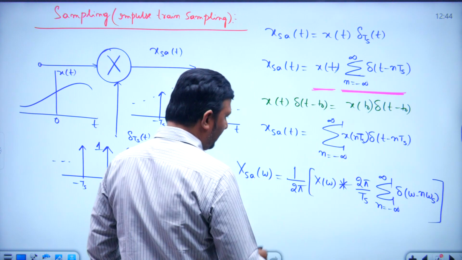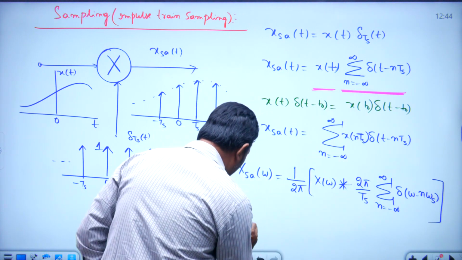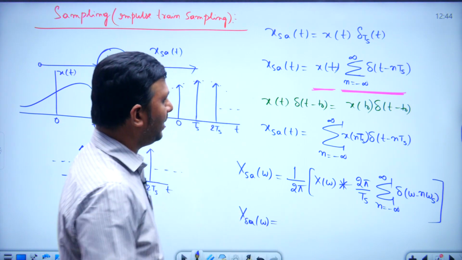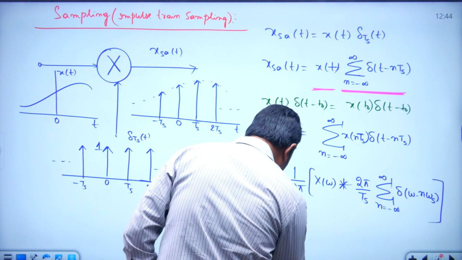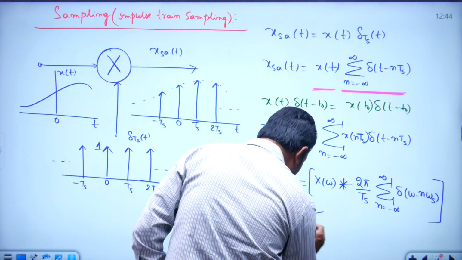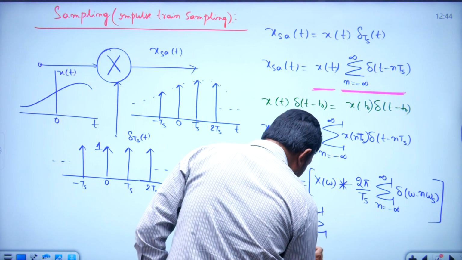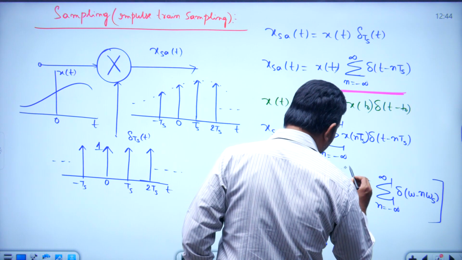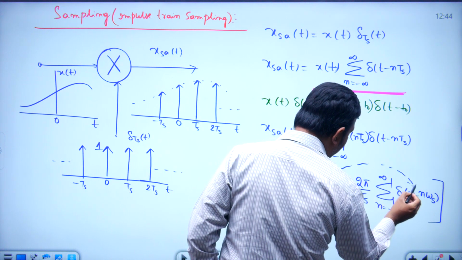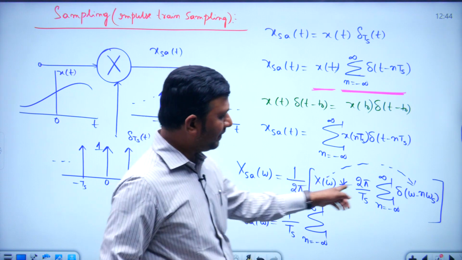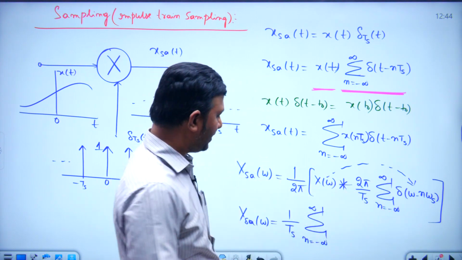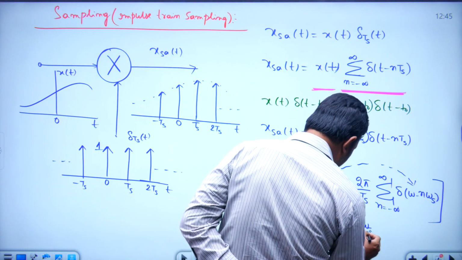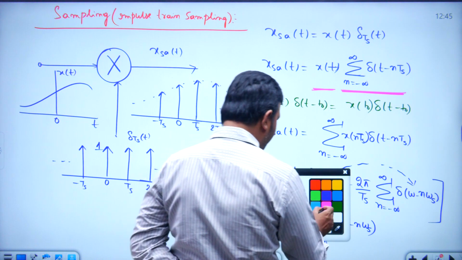Now I can cancel this 2 pi, and x sampled of omega here is 1 by Ts times the summation, n varying from minus infinity to infinity. Now we have to convolve. What is the convolution of a signal with a shifted impulse? A shifted signal. The convolution of a signal with a shifted impulse is a shifted signal.